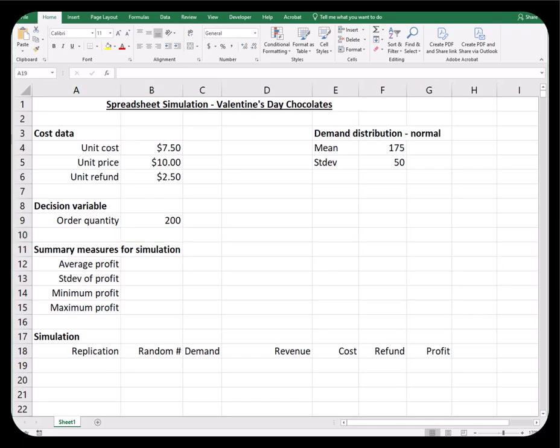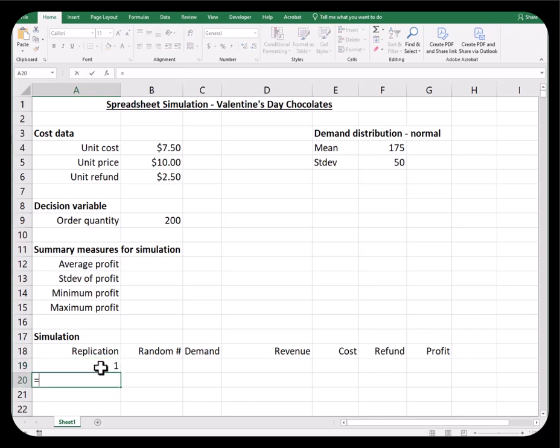In another video, we created a simulation for a department store with Valentine's Day chocolates. However, instead of using a normal distribution for the demand distribution, there was a discrete empirical distribution. In that video, we used the VLOOKUP formula together with RAND. In this case, we'll use RAND together with the NORMINV formula. So let's go ahead and get started.